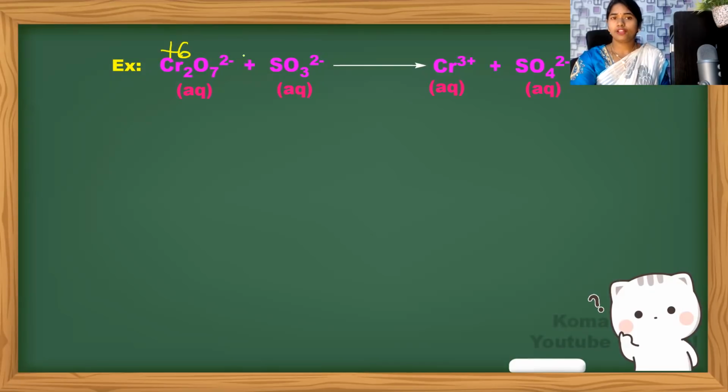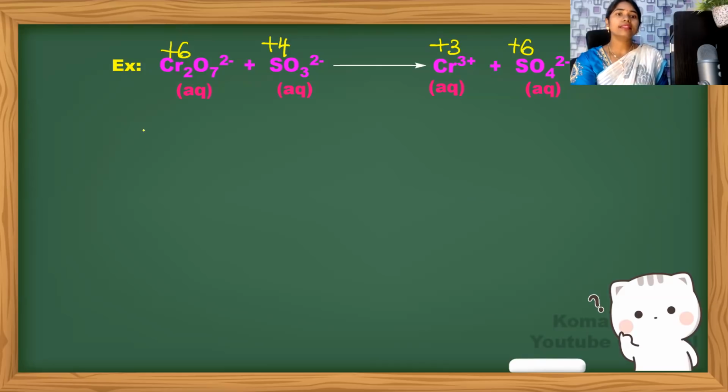Oxygen is usually -2, there is no change. And sulfur, if you calculate here, you get plus 4, and oxygen is usually -2, there is no change. And chromium here, the oxidation state is plus 3. And here sulfur, you can see SO4 2 minus. In SO4 2 minus, the sulfur oxidation state is plus 6.